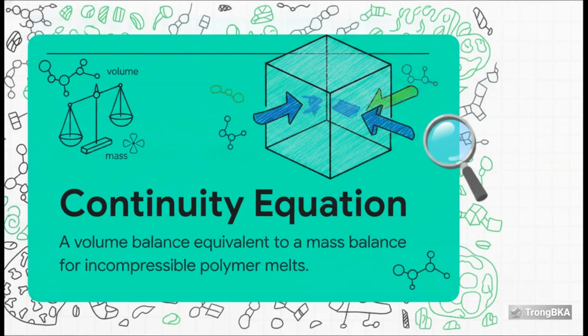For flowing polymer melts, we just assume they're incompressible, which makes a volume balance perfectly equivalent to a mass balance. And that gives us the continuity equation. Picture an imaginary 3D wireframe suspended inside our flowing fluid. The continuity equation ensures mathematically that whatever volume of fluid enters that wireframe must perfectly equal the volume exiting it. It keeps our math grounded in reality.